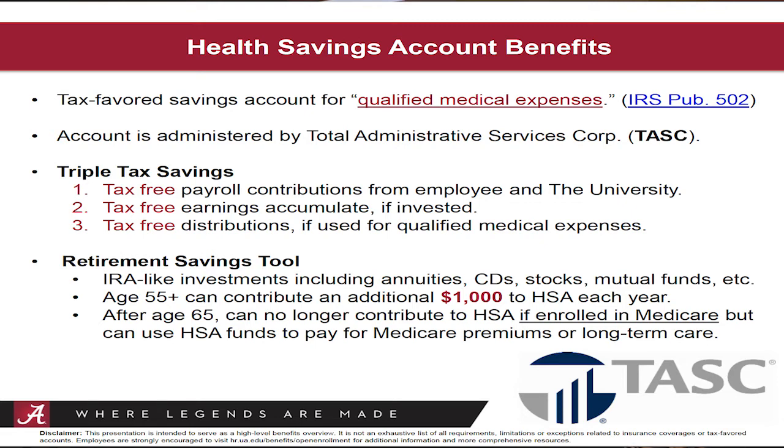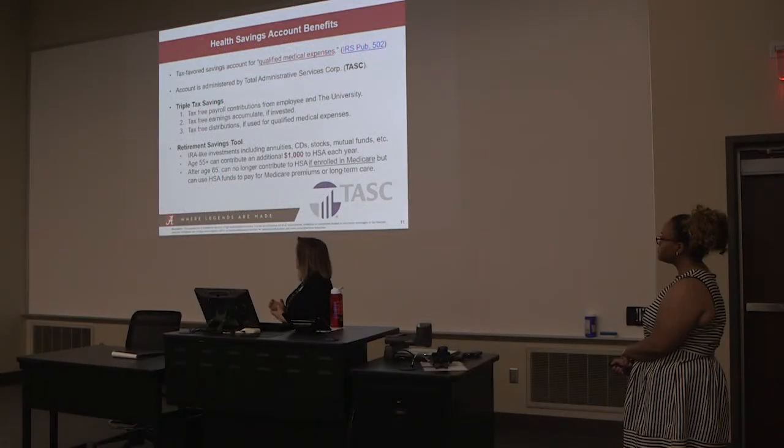Once you are 55, they actually let you contribute an additional $1,000 every year. So if you're a single employee, it's $3,500, but over 55, it's a $4,500 limit. Families the same way, it's currently $7,000. If you're over 55, it's $8,000 a year. So that's a big advantage for those of you who are close to retirement and looking for other ways to put money aside.